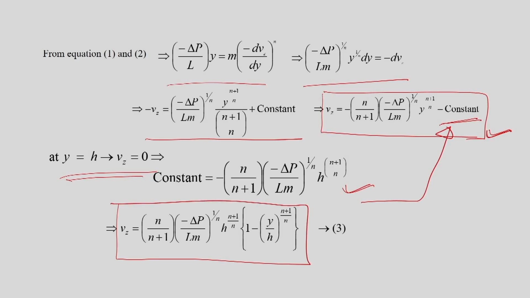Now, if you substitute this constant back here, then simplify and rearrange, in the final Vz equation you will get Vz equals n by n plus 1, minus delta p by Lm, whole power 1 by n, h power n plus 1 by n, multiplied by 1 minus y by h, whole power n plus 1 by n.